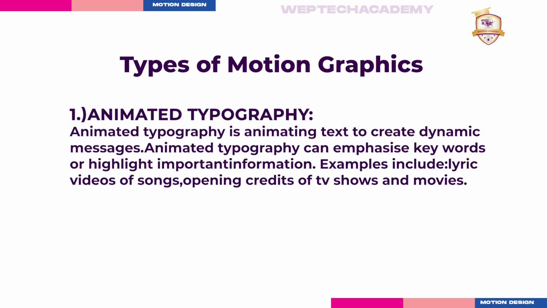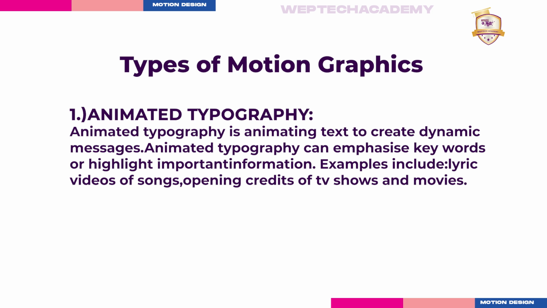So the next thing we'll look at are the types of motion graphics. There are so many types of motion graphics. And remember, types of motion graphics are not the same as categories of motion graphics, where all the types fall under the two categories we have seen before, which are 2D or 3D. Whatever type of motion graphic we look at here falls under either 2D or 3D.